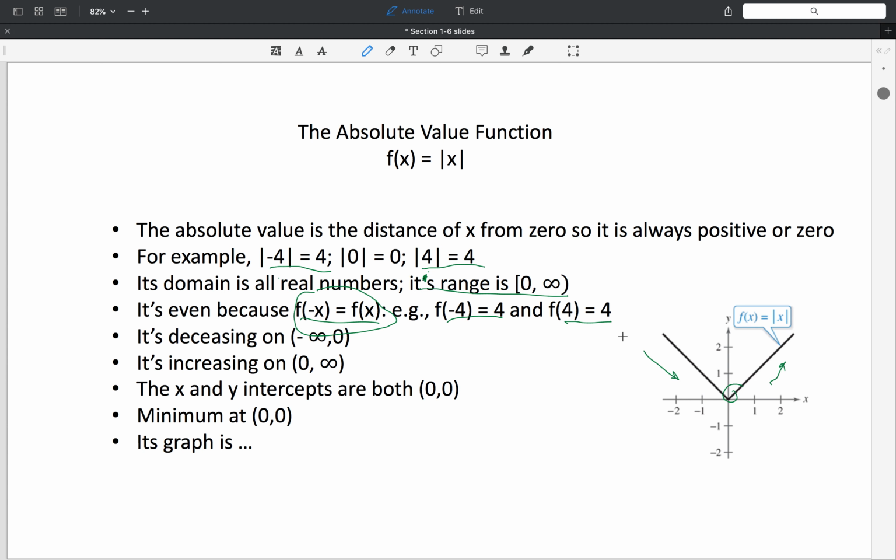So again, we want to understand the properties of these parent functions, so when we plug other functions inside of them, we have a better understanding of what those functions look like. And we'll see examples in subsequent sessions.